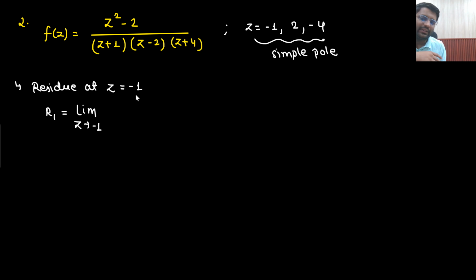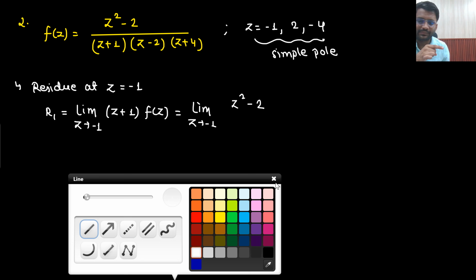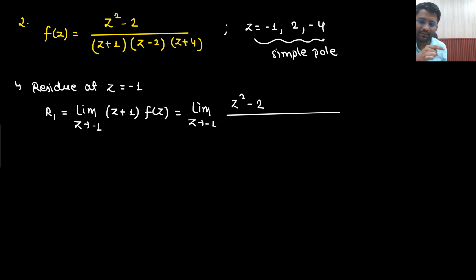So remove it. Or what you can say, sir, if I take z minus 1 this side, it will become z plus 1 multiplied with f of z. So eventually, what are you getting? Limit z tending to -1. Who needs to be removed? z plus 1 will be removed because this guy is creating the problem. So z squared minus 2 upon z minus 2, z plus 4.